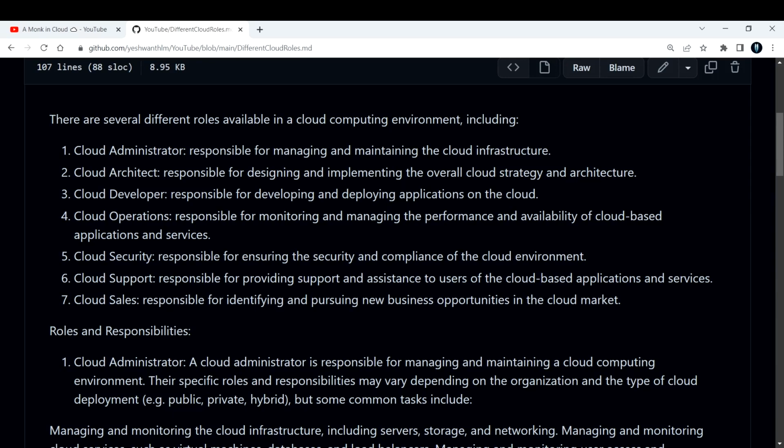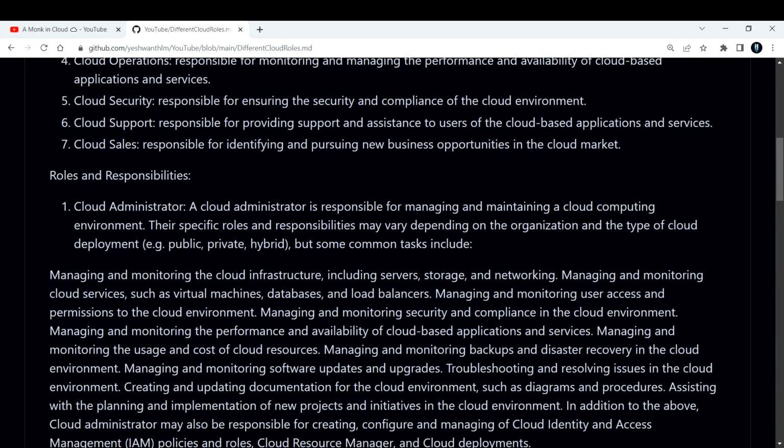Next is a very important one, cloud sales, which is very hot nowadays. People are rushing towards it, but there are very few jobs available in cloud pre-sales or sales right now. These are the people responsible for identifying and pursuing new business opportunities in the cloud market. Basically, they are going to pitch the solution in front of the companies and they are going to get you a project. So these are the different roles available.